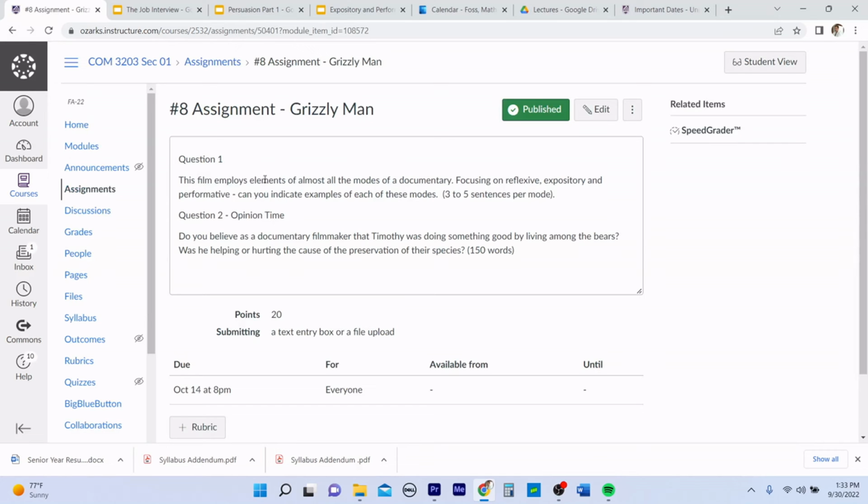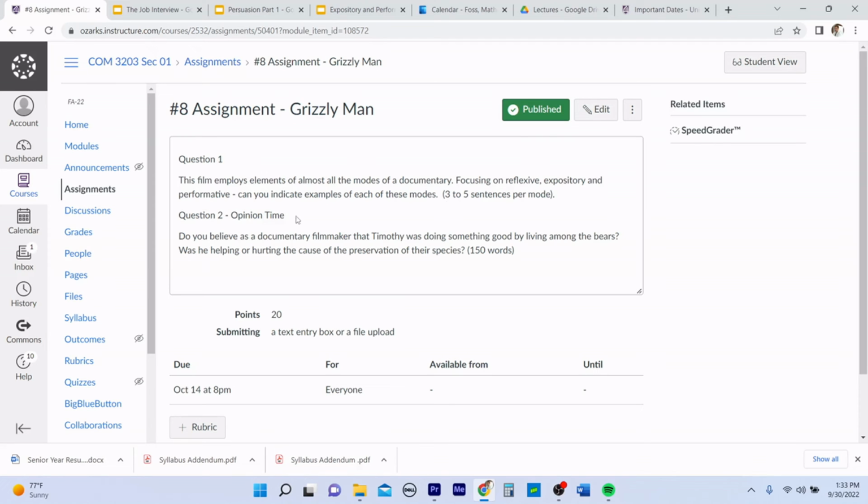So this film employs elements of almost all the modes of documentary, focusing on reflexive, expository, and performative. Can you indicate examples of each of these modes? 3 to 5 sentences per mode. If you're having a hard time with it, that's okay. I don't expect you to be perfect at identifying these elements, but do your best with it.